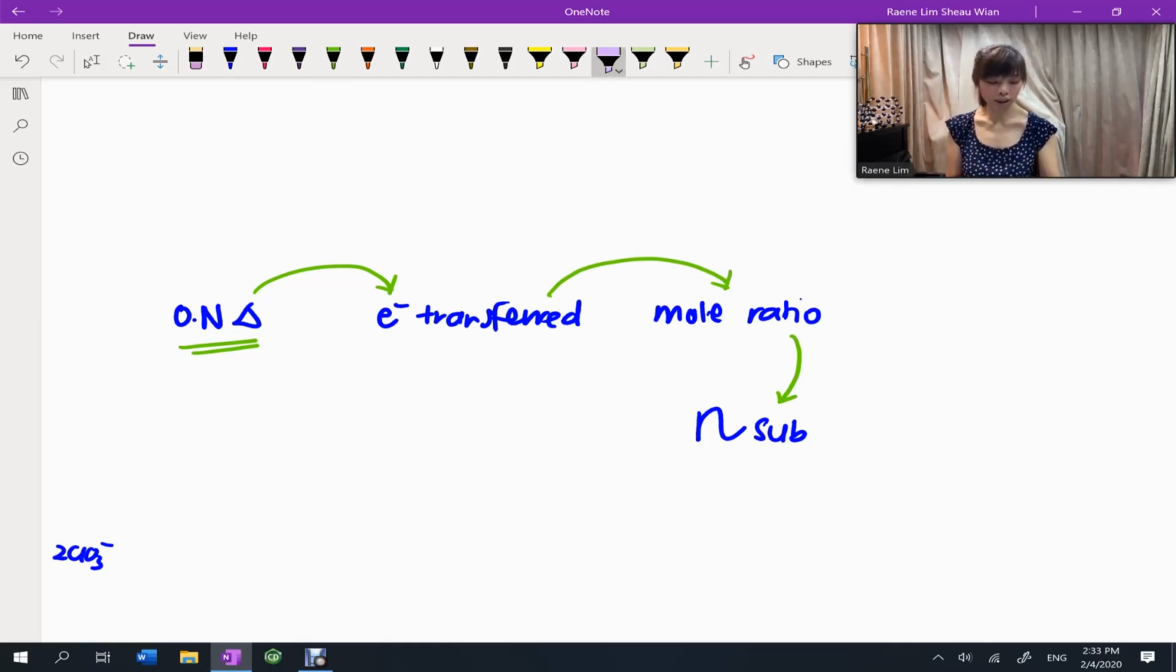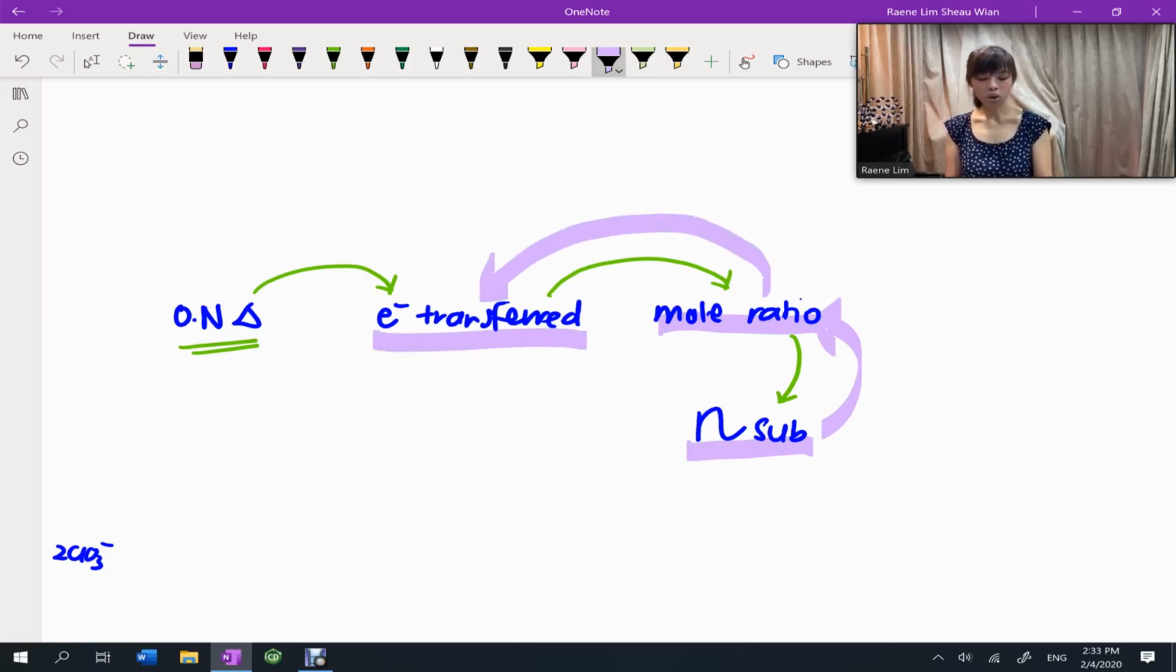It works backwards. So what the question will provide you is the amount of substance. Some questions are kinder, they provide you with the mole ratio directly. So if you start with the amount of substance, make sure you work out the mole ratio first. Once you are given the mole ratio, you work out the total number of electrons transferred, okay? What does this total number of electrons transferred need? You need to have a half balanced equation, whether it is a reduction equation or oxidation equation.